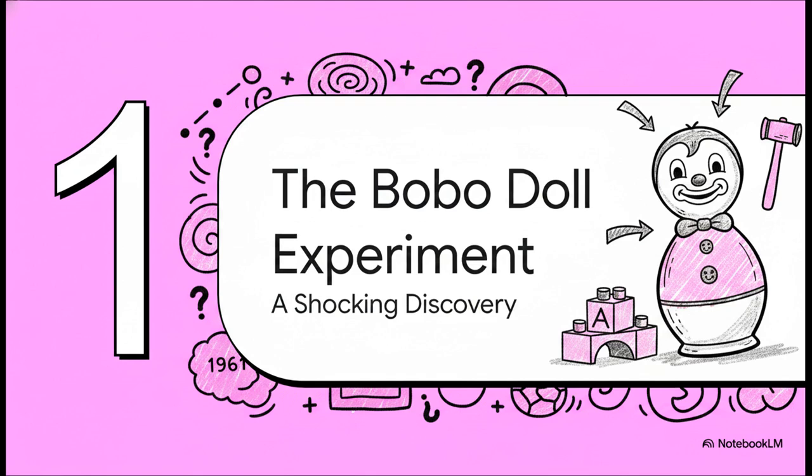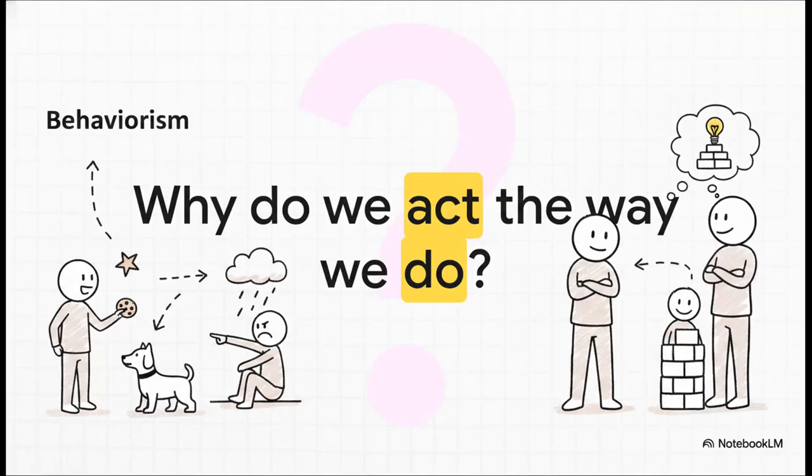Section 1, the Bobo doll experiment, a shocking discovery. To really wrap our heads around Bandura's theory, we kind of have to travel back in time to 1961. Back then, the big question floating around was simply, why do we act the way we do? Do we just blindly copy everything we see?